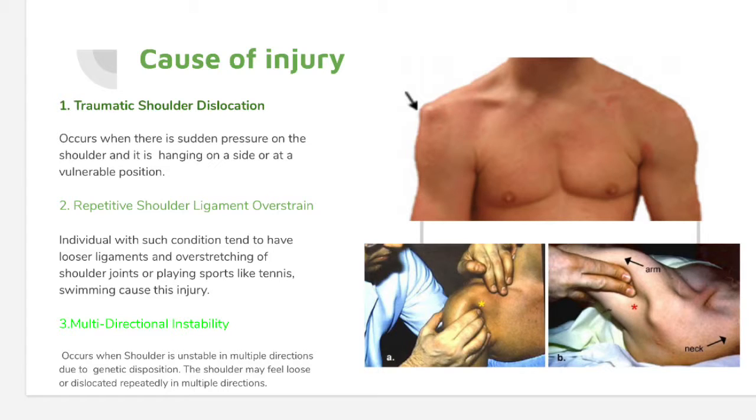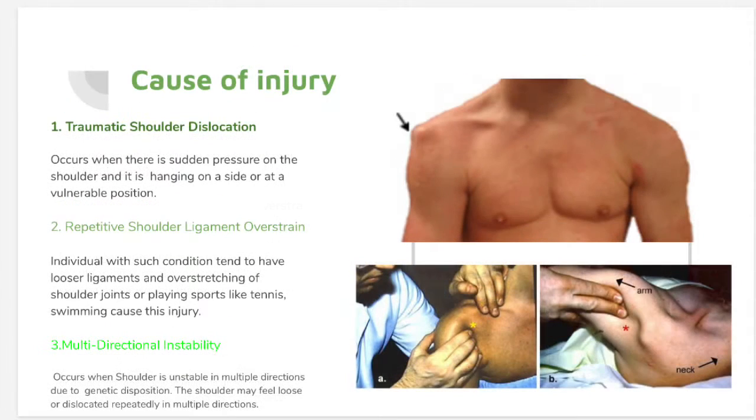Multidirectional instability occurs when the shoulder is unstable in multiple directions due to genetic predisposition. The shoulder may feel loose or dislocated repeatedly in multiple directions.